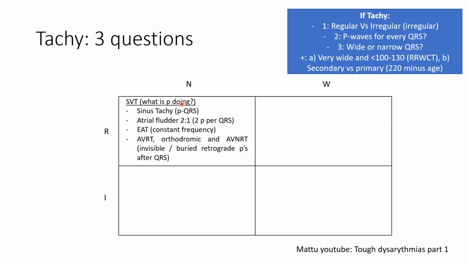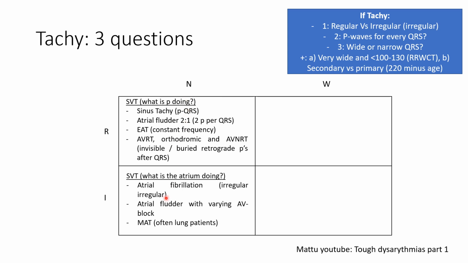You specifically look for the P waves if you want to diagnose something here. In general, we are not at. So there's always a discussion of how much we need to diagnose here. Usually, the treatment is kind of the diagnostic thing here as well. But there's sinus tachycardia, there's atrial flutter, there's AVNRT and AVRT, and there is this called EAT.